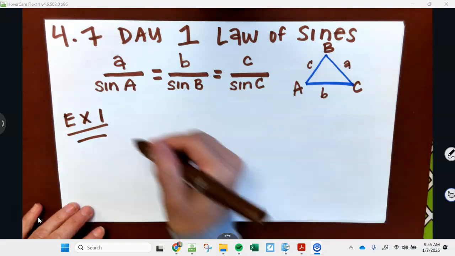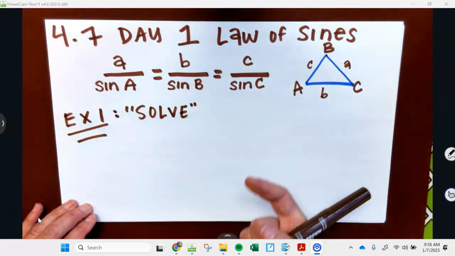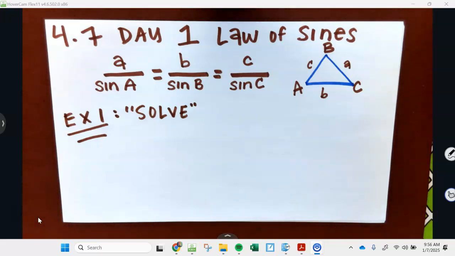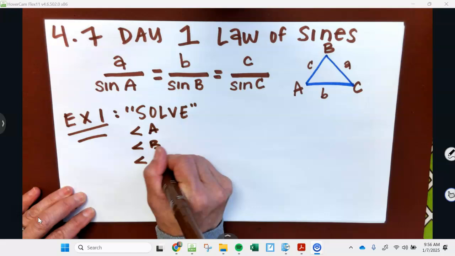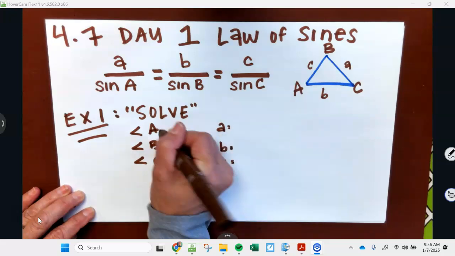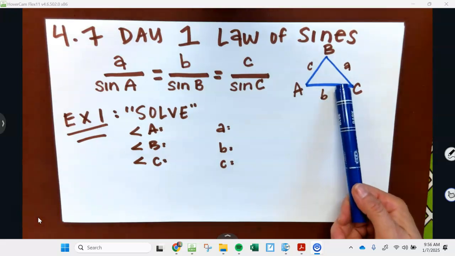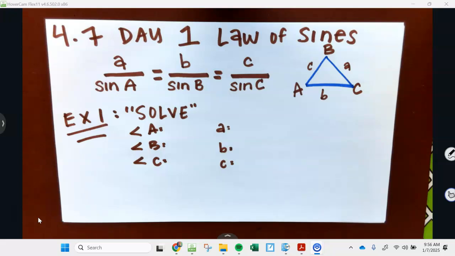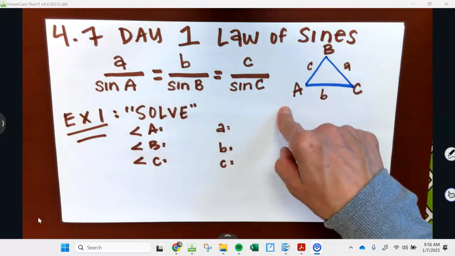All right, for example 1, here's your instructions. You're going to solve the triangle. When you see the words solve the triangle, all you're going to do is find all 3 angle measures and all 3 leg values. And I'm just setting up my fill in the blank right here. But in order to use the law of sines, it has to be a non-right triangle, an oblique triangle. And you guys have to be given at least 2 angles and 1 side, or you cannot use this.